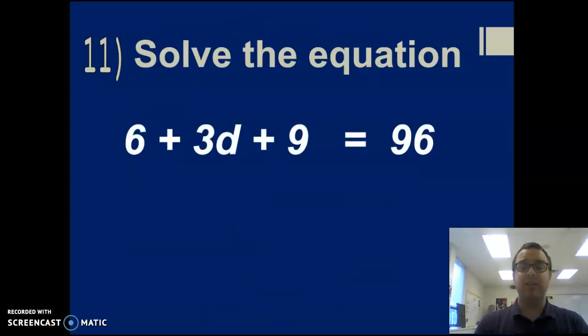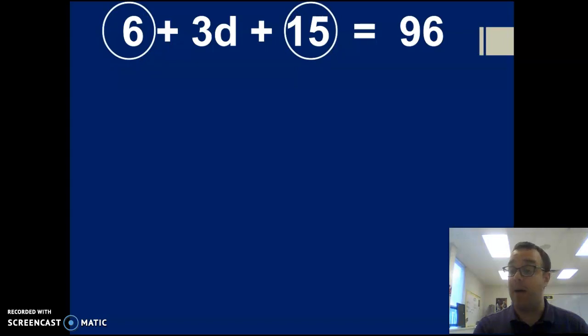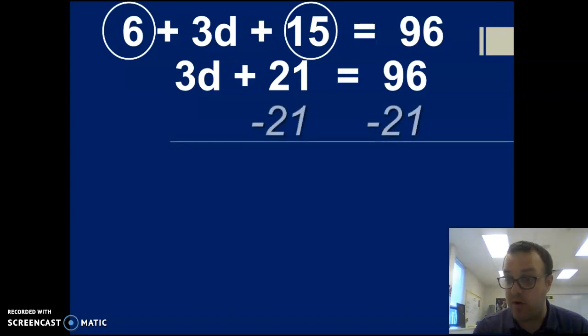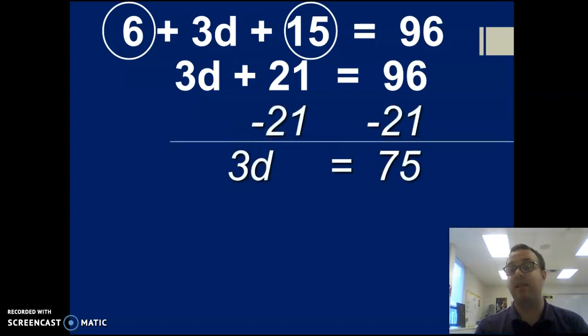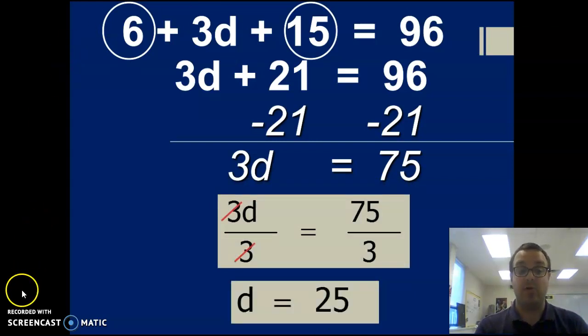All right, here's one that's got a little bit more going on. Does this look like the two-step equations that we saw before? No, but we can make it look like a two-step equation, okay? The first thing I would do with this one is combine my like terms. I have a 6 and I have a 15, and those will combine together and become 21. Now it looks like a two-step equation that we're all familiar with. I'll subtract 21 from both sides. I get that 3d equals 75. Then I'll get rid of the multiplication by dividing by 3. And get that d equals 25.